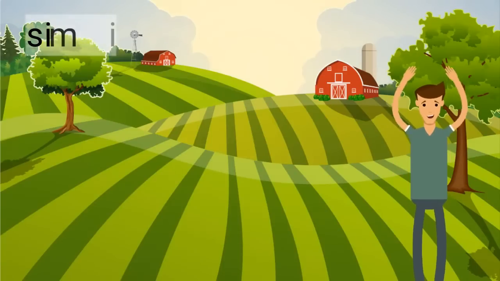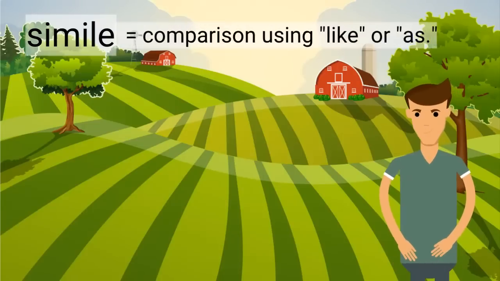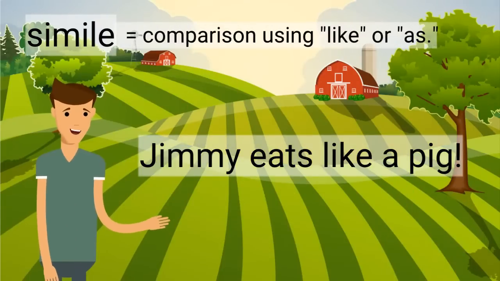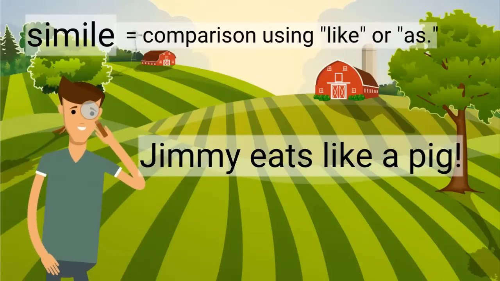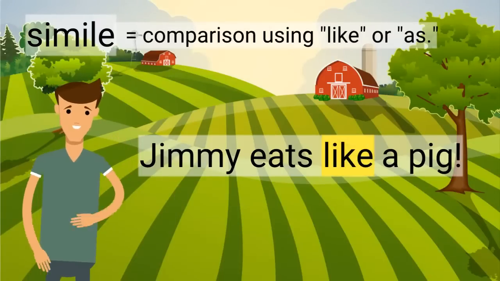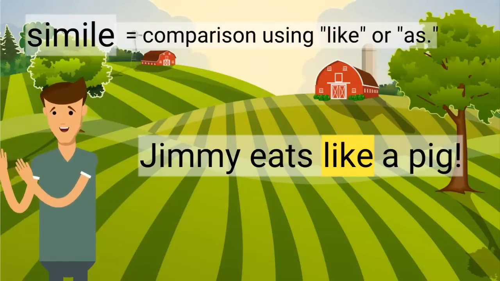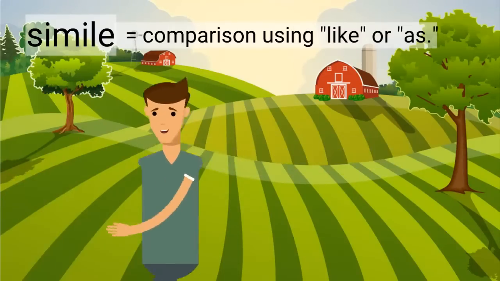The first one is a simile. A simile is a comparison using like or as. Look at this sentence. Notice that Jimmy is compared to a pig by the way he eats. We know that a pig eats really fast and messy. So, we know that Jimmy is a very messy eater.